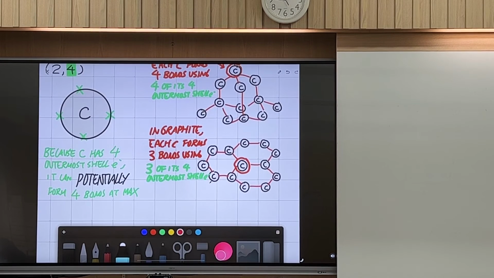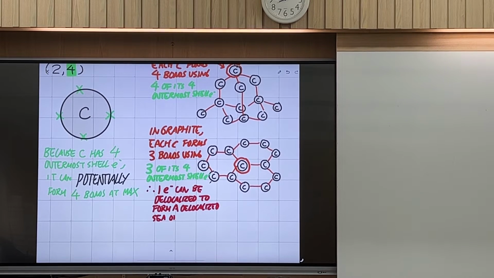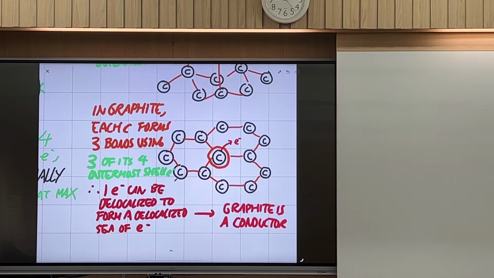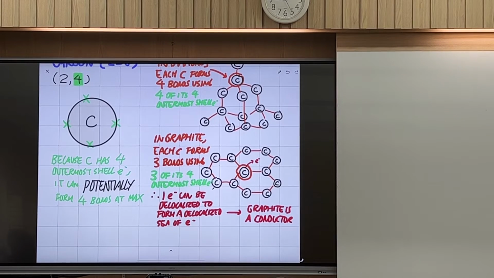So can you write this additional statement down? Therefore, one electron can be delocalized to form a delocalized sea of electrons. Therefore, we say graphite is an excellent conductor. If you have a delocalized electron, you can draw an electron aside. This is an electron given up by carbon, because there is one unused electron.